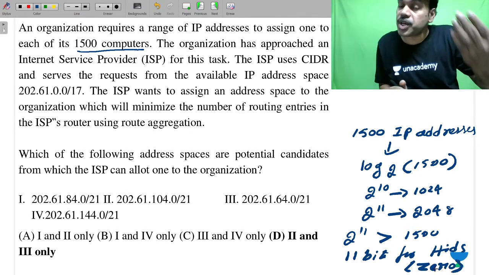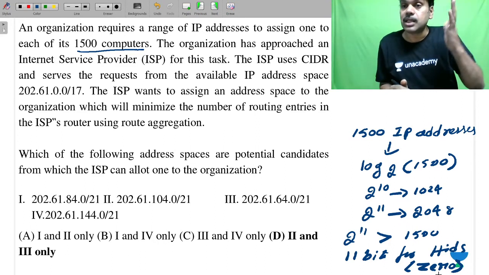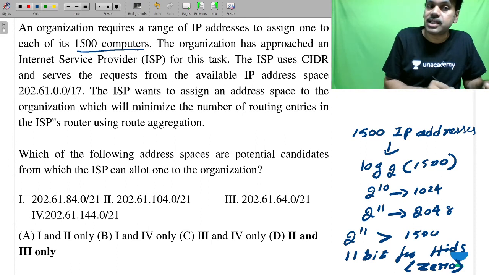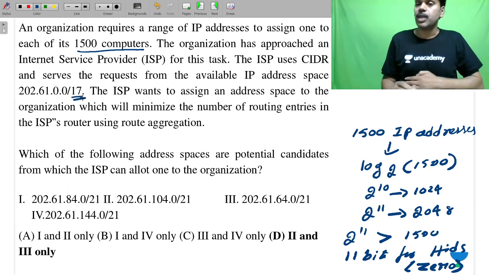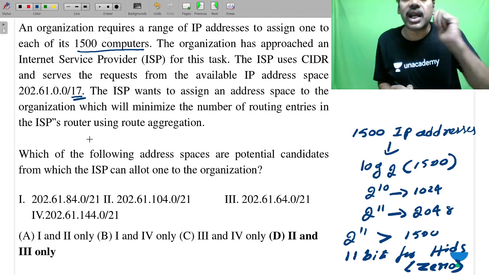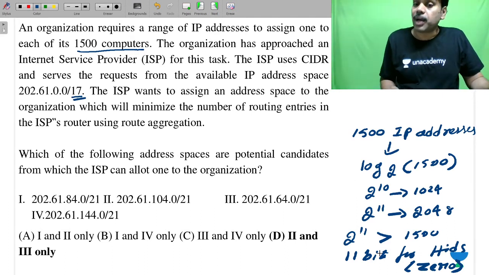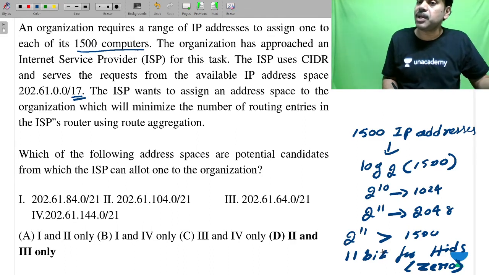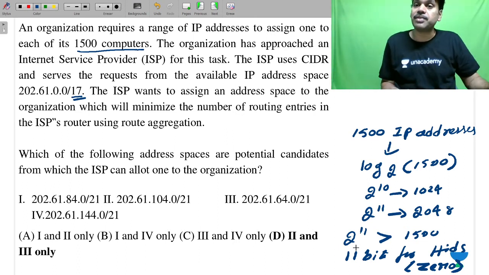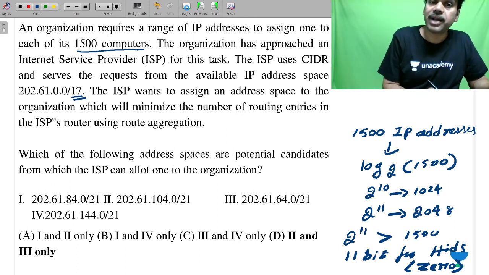So the remaining 21 bits are for what? NID, and some are subnet ID, because he said /17. What is the meaning of 17? 17 ones means 17 NID bits. But he is asking for 11 HID bits, so with 17 NID bits, the remaining 4 bits are for the subnet ID. Observe carefully. Let me write.